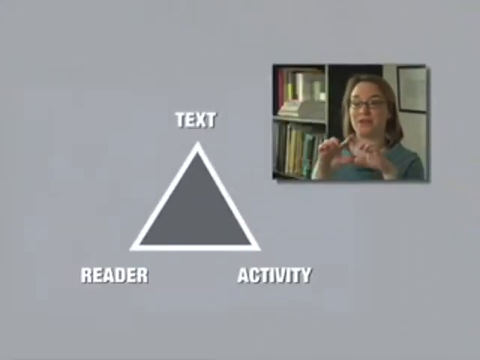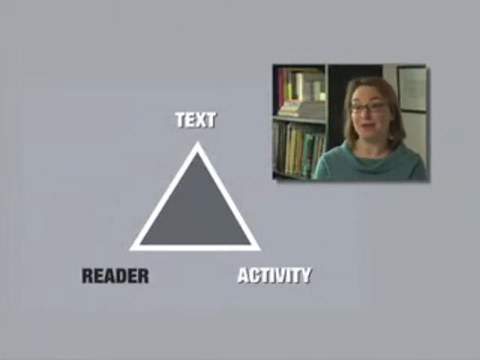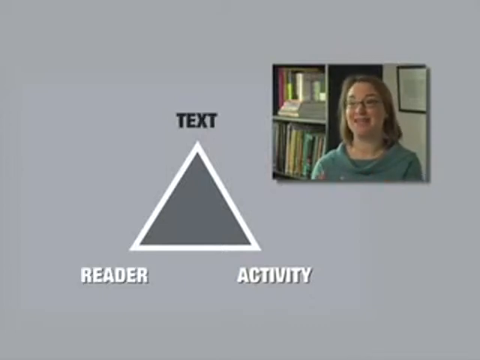We really think of reading comprehension in a triangle with three different pieces. So one is the activity that is involved in the reading comprehension, the context around which someone is reading. The second is the reader, all the different characteristics that the reader brings, the knowledge the reader brings to the reading comprehension process. But the third part of that triangle is the text. The text is really important in shaping reading comprehension processes and in shaping reading comprehension development.